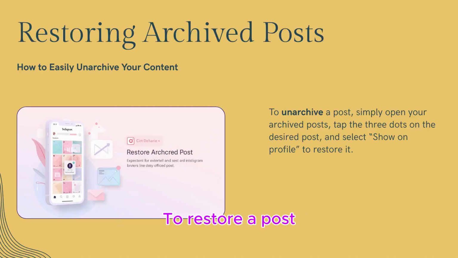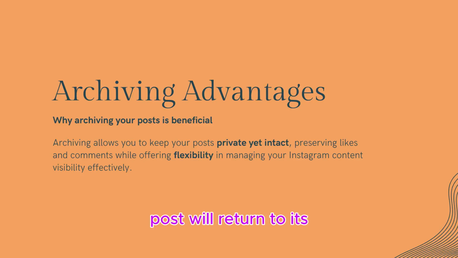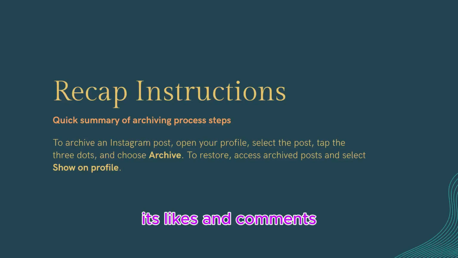To restore a post, open it from the archive, tap the three dots again and select Show on Profile. The post will return to its original spot on your profile. Archiving is reversible and does not delete the post or its likes and comments.